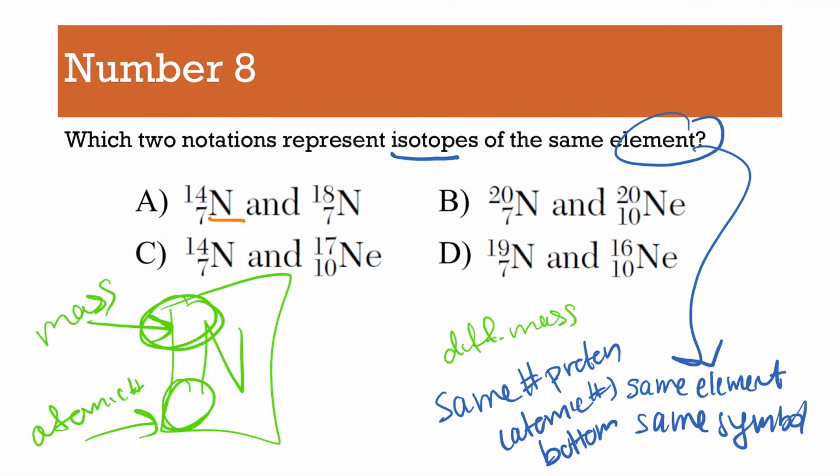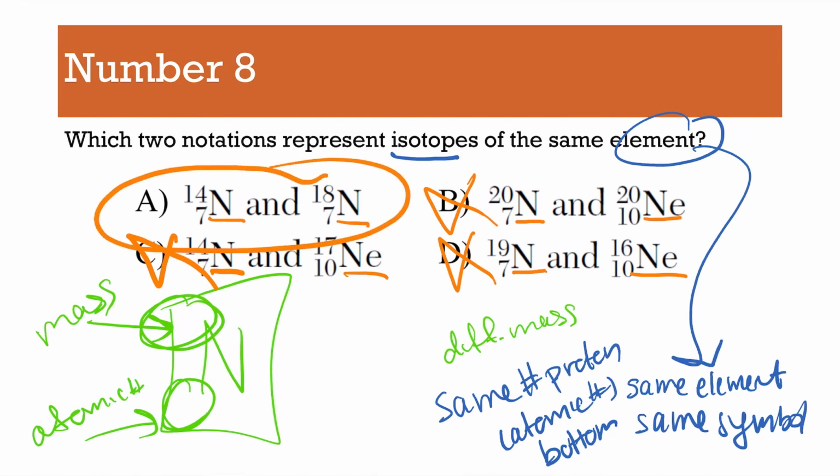So N is nitrogen, so that's possible, same element. But if we look at B, it is N for nitrogen and E for neon. If you have different symbols, that automatically has to give you a different element. Same thing for choice D, N and Ne, different element. Nitrogen is not the same as neon, and same with choice C. N and Ne are completely different, cannot be that. So the only logical answer is A.